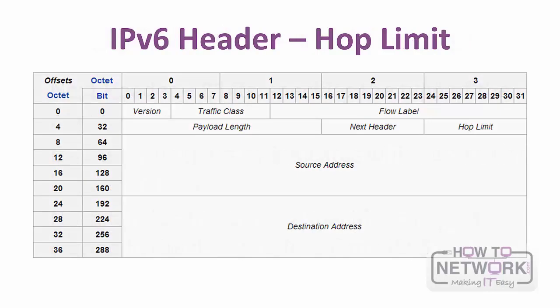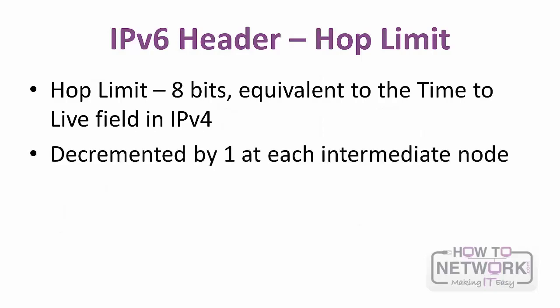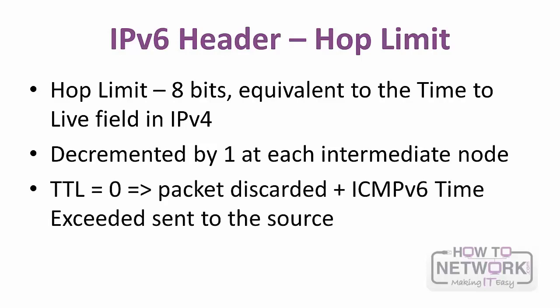Hop limit, 8 bits. Is equivalent to the time to live field in IPv4. This value is decremented by 1 at each intermediate node. When the field reaches the value of 0, the packet is discarded, and an ICMPv6 time exceeded message is sent to the source of the packet.